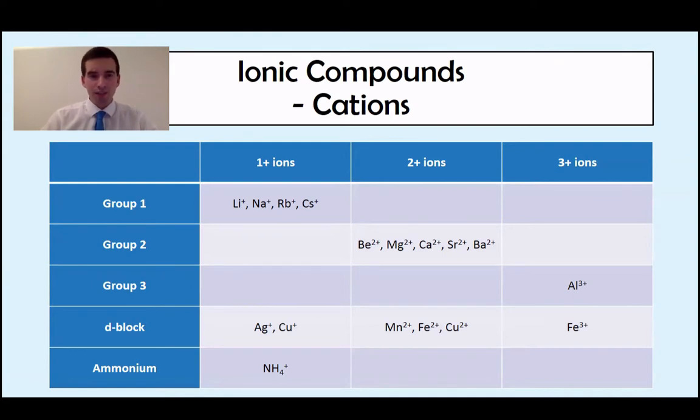So these are the cations. You can see all of group 1, 1 plus, all of group 2, 2 plus, and in group 3, you need to know aluminium, which is 3 plus, and then several from the D block. Note here that the likes of copper and iron can have different charges depending on the compound. And you also have ammonium at the bottom.